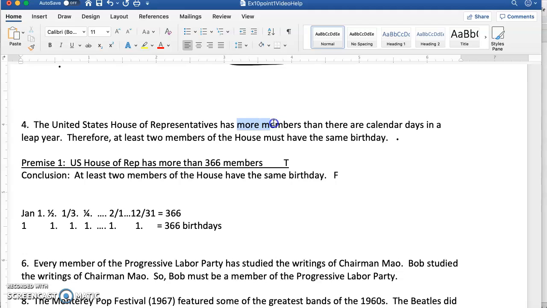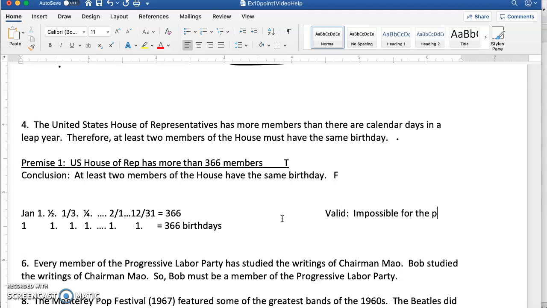But again, the premise says there's more than there are calendar days. So 367 has to go somewhere where there's already somebody with a birthday. So as soon as we go past 366, we have to repeat. There's no possible way that number 367 is not going to repeat. So in other words, it isn't possible to make the premise true and the conclusion false. So we say this is a valid argument.